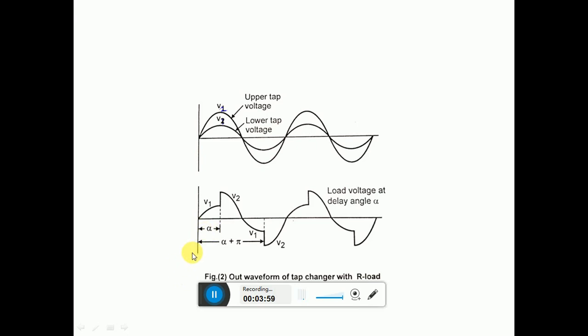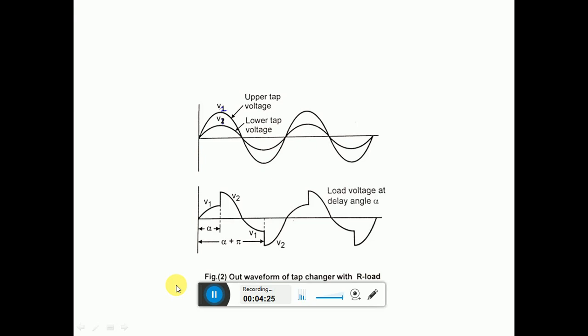Alpha is measured from the voltage zero crossing, and as this is a resistive circuit, voltage and current will be in the same phase. So when the current crosses 0, the switch will automatically turn off and the cycle repeats.